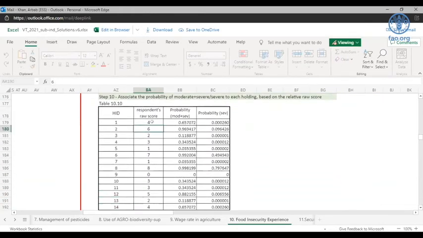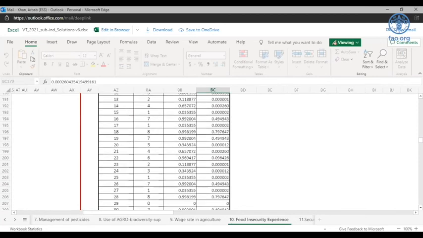Then, based on the raw scores of the household or the individual holding, we start assigning these probabilities. We then see whether it is greater than 0.5 in both cases, greater than 0.5 but less than 0.5 in the case of yellow, or greater than 0.5 in the case of severe, for us to assign the green, yellow, and red statuses.